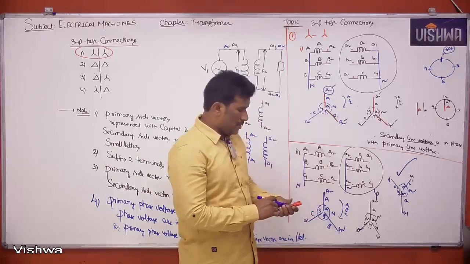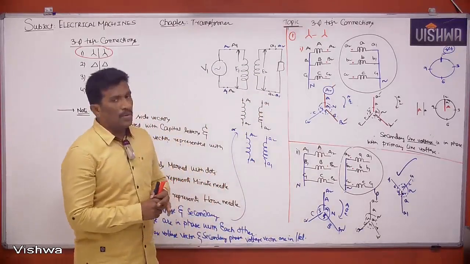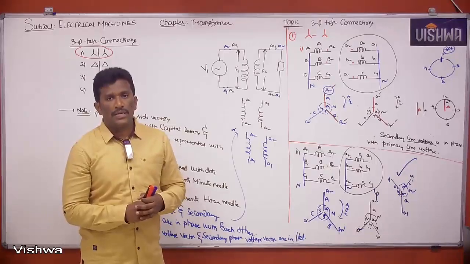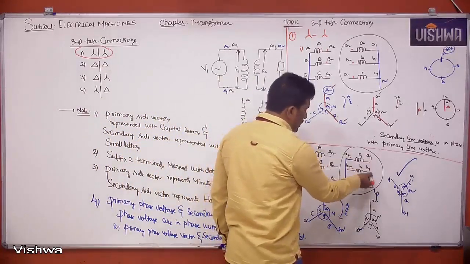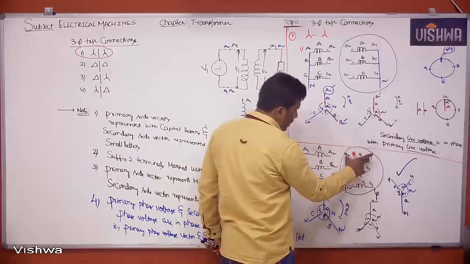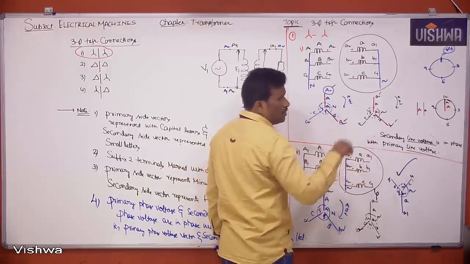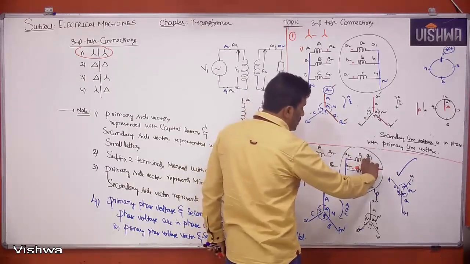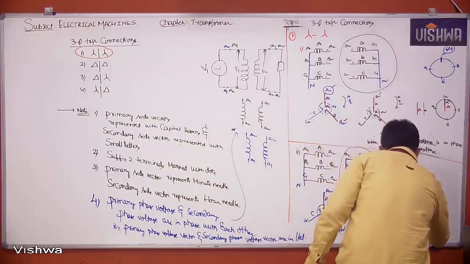Now tell me guys, once again, what do you have to compare here? You have to compare secondary line voltage with primary line voltage. What is secondary line voltage? You can take A1, B1 as line voltage. Don't say A1, A2. A1, A2 or A1 neutral is the same, that becomes phase voltage. Line voltage means between A1 and B1. So A1 is downwards.